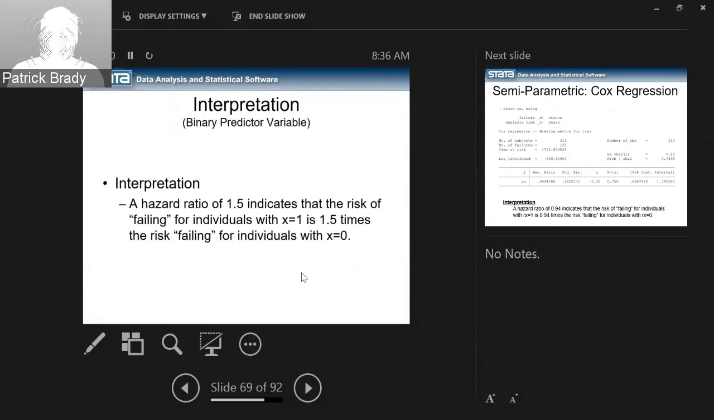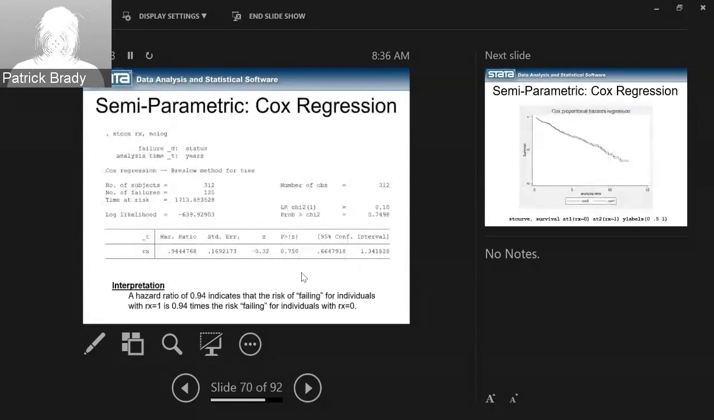So the interpretation then would be that a hazard ratio of 1.5 indicates that the risk of failing for individuals with x equals 1, treated, male, whatever, is 1.5 times the risk of failing for individuals with x equals 0, placebo, female, whatever. So it has a nice tidy interpretation to it, which is partly why Cox regression is so popular.